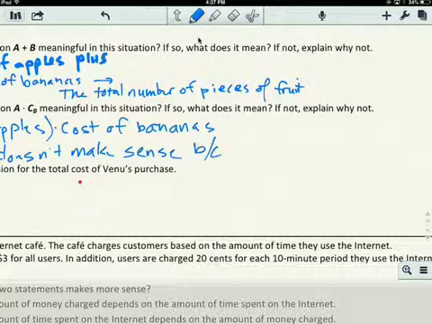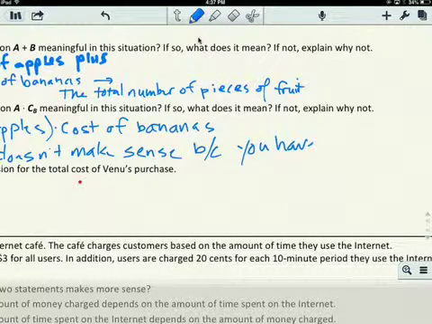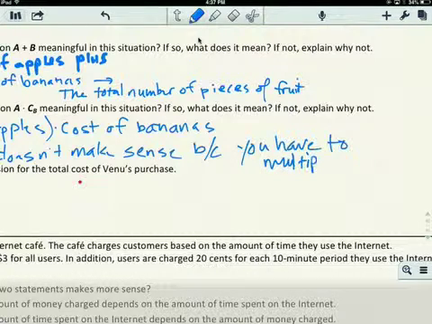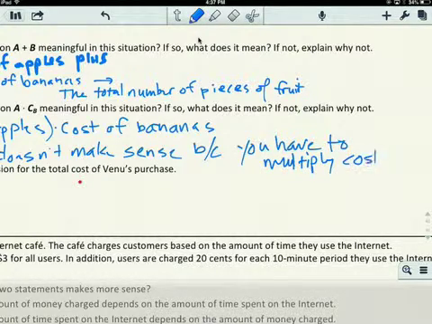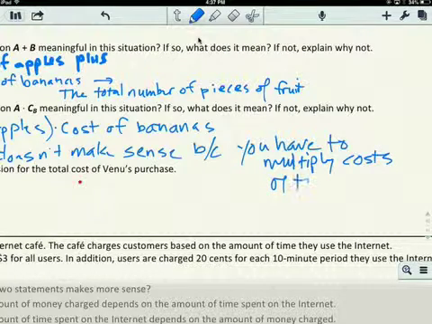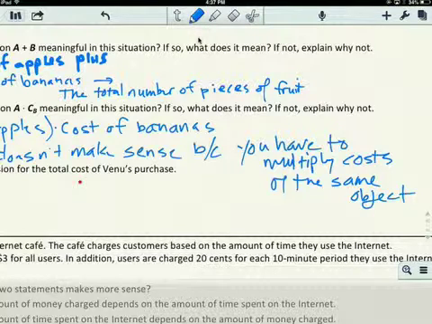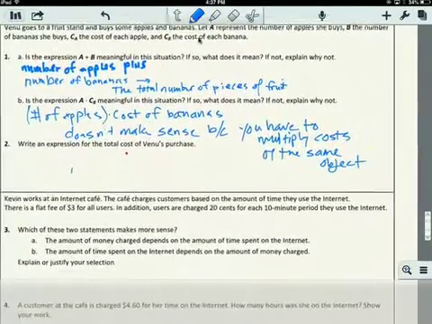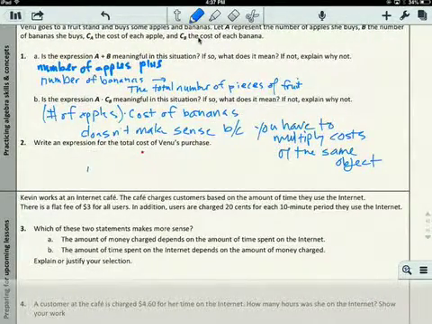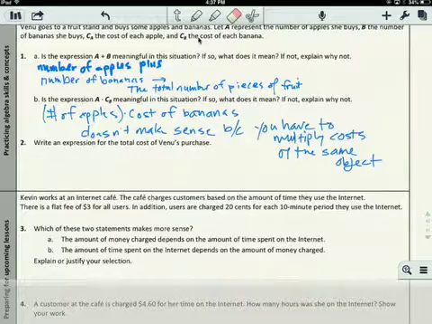So it doesn't make sense because you have to multiply costs of the same object. It's kind of a really clunky way of putting that, but basically if you're going to find the total cost of something, you have to do the work to make sure you're multiplying the cost of the right thing times the number of something.